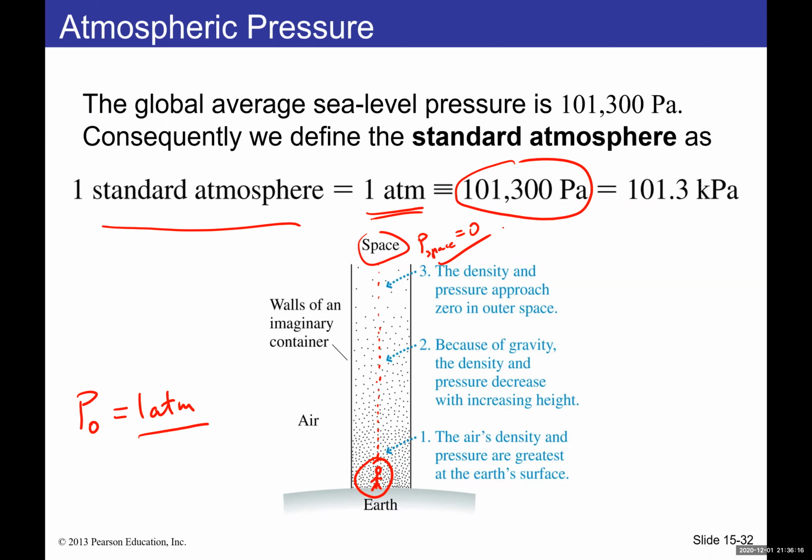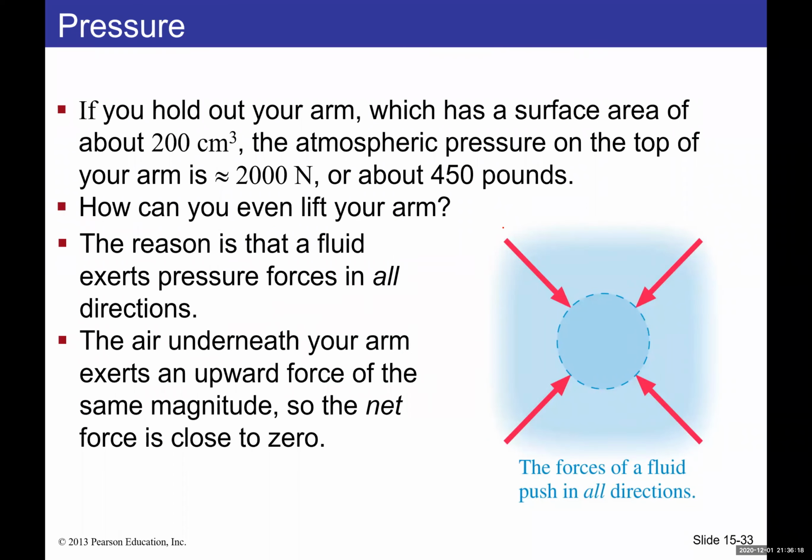All right. So in terms of looking at a pressure, if you hold out your arm, which has a surface area of about 200 square centimeters, the atmospheric pressure on the top of your arm is 2,000 newtons, or about 450 pounds. How can you even lift your arm, right? As I mentioned, let's say you are being bombarded, there's an entire atmosphere pressing down on you.